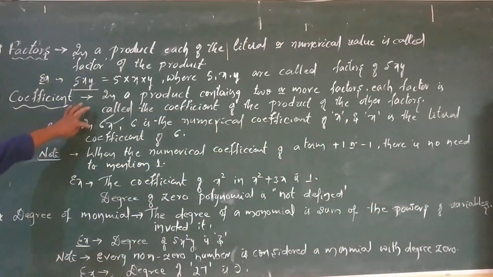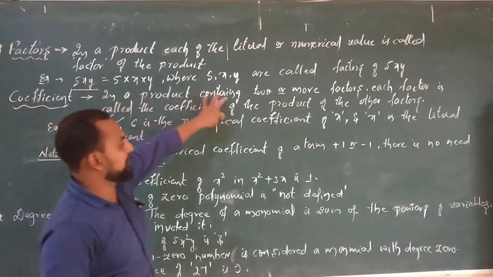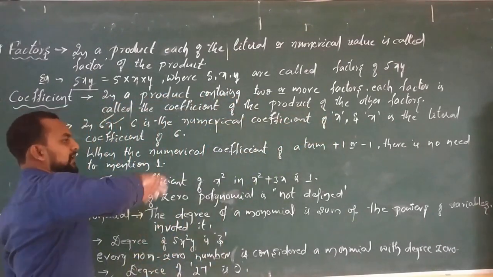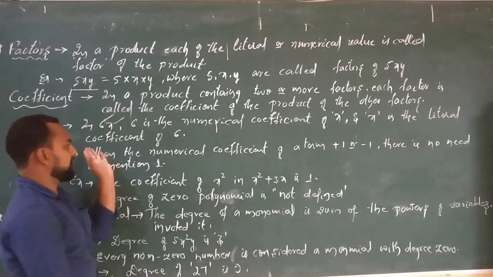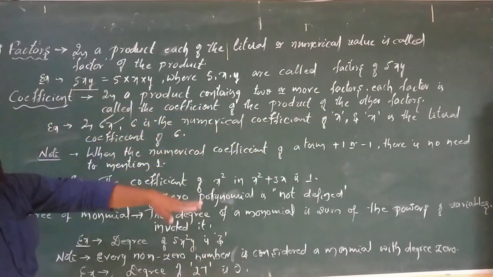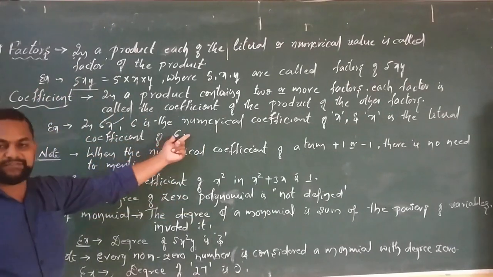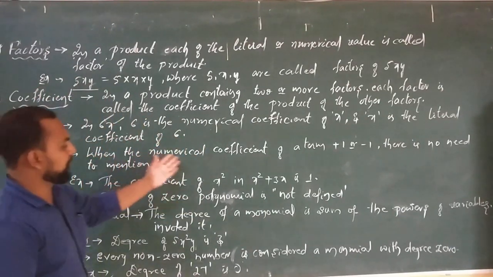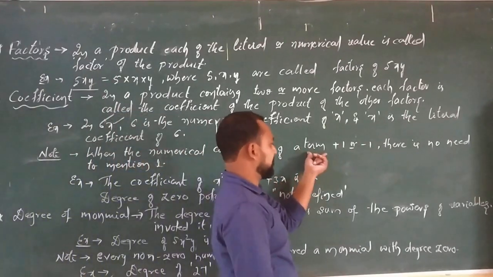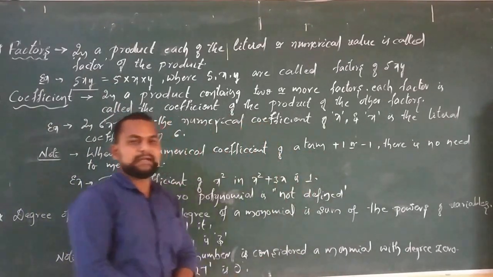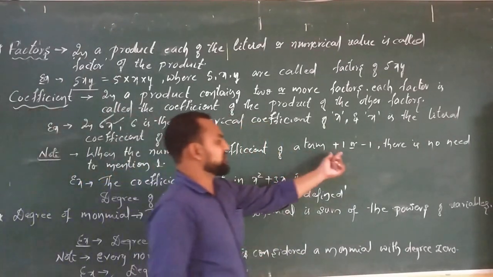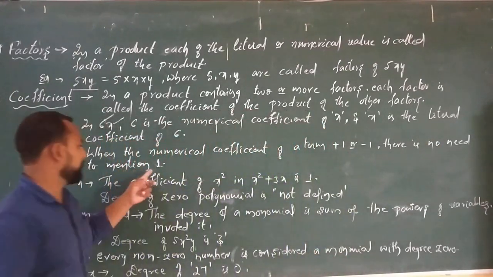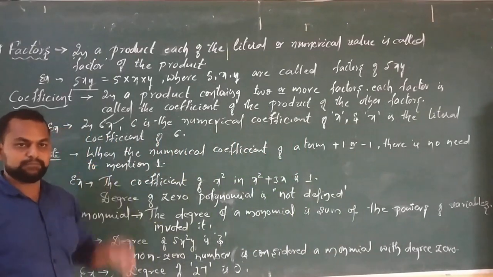Next one, 6x. 6 is the numerical coefficient of x, and x is the literal coefficient of 6. Note: when the numerical coefficient of a term is plus 1 or minus 1, there is no need to mention 1.